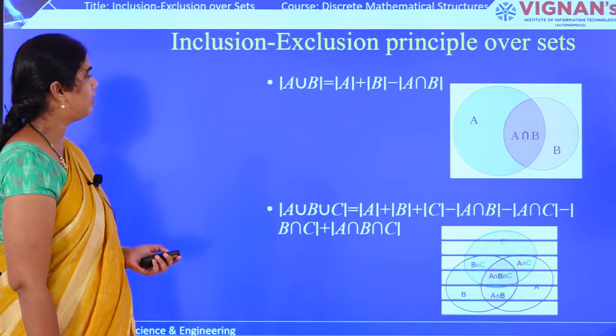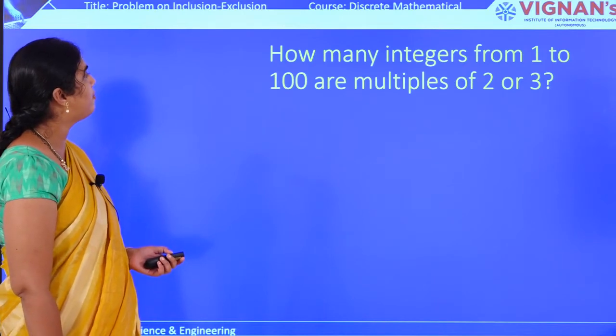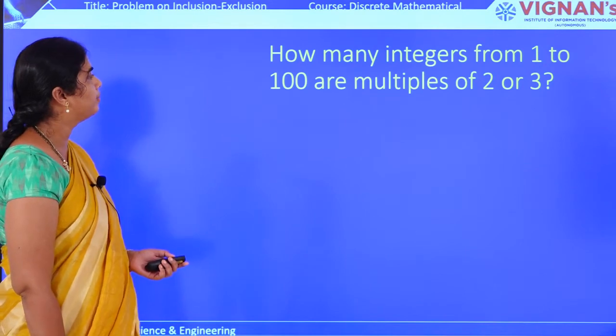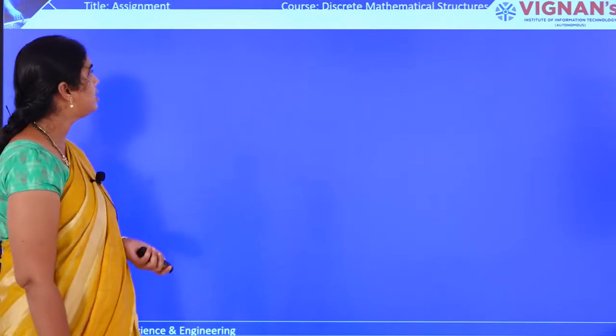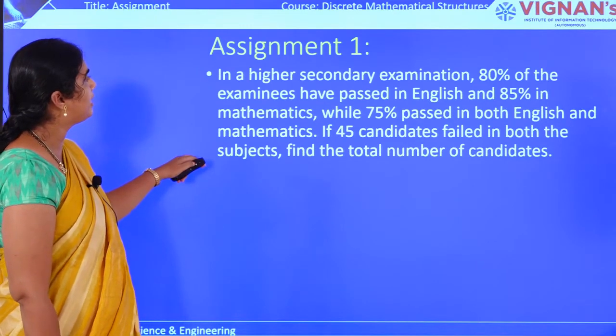Okay, this I already explained. The problem: how many integers from 1 to 100 are multiples of 2 and 3? This is an assignment for you. Just try to solve this. This is also an assignment which will be given.